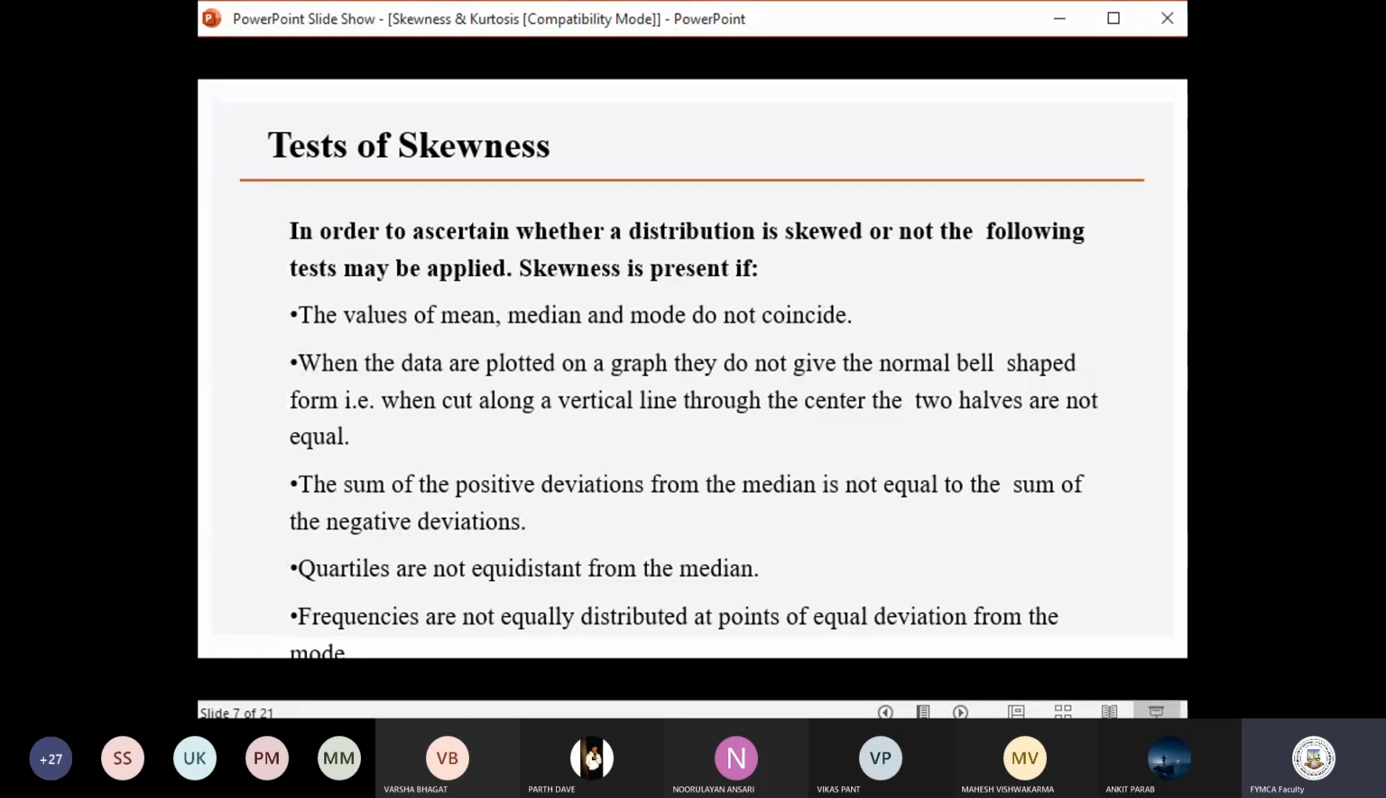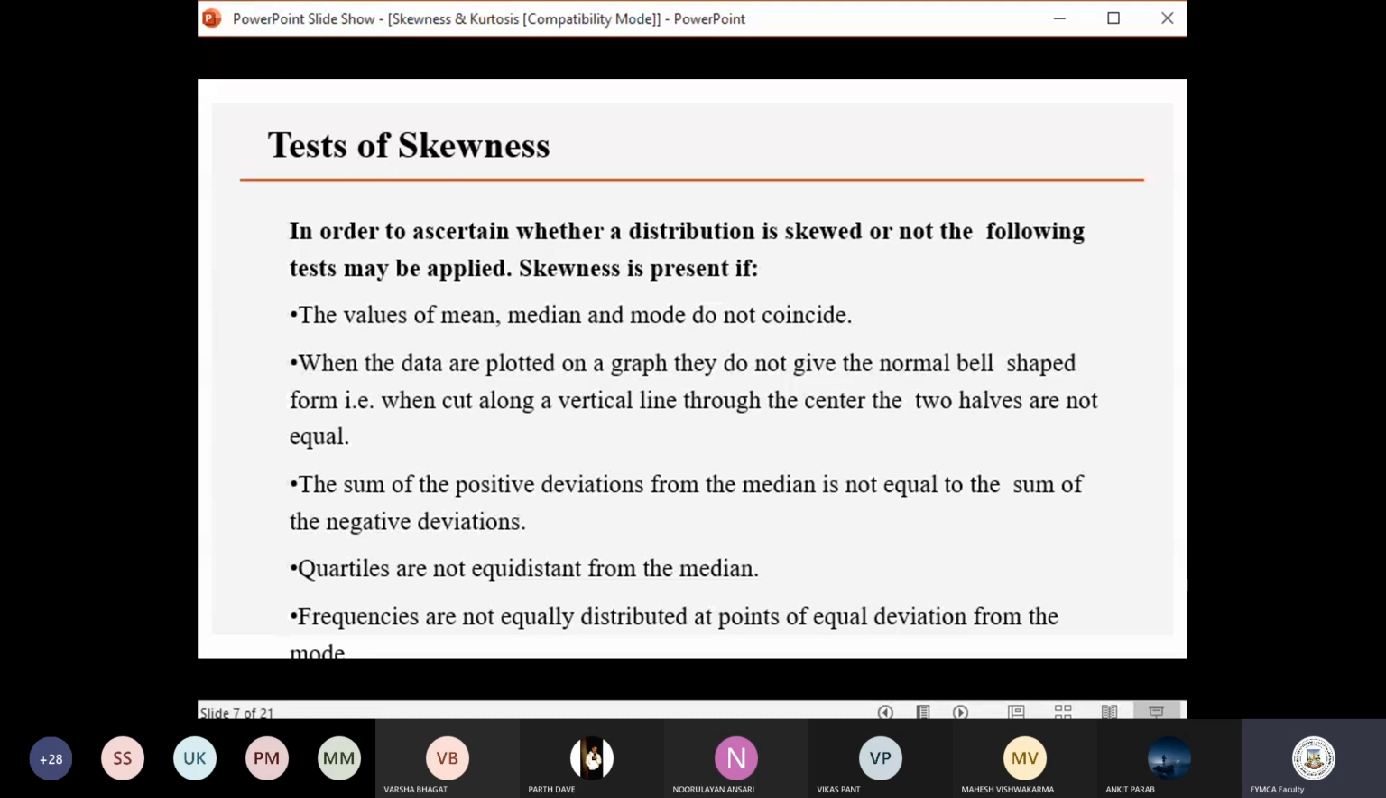The next parameter is how you can check. Third type: the sum of positive deviation from the median is not equal to the sum of negative deviation from the median. That is, all the points from the left hand side, 0 to 50%, and 50% to 100%. If the sum of all the values from the left hand side and the right hand side from the median is not equal, then you can say that again it is not symmetric, or it is skewed.